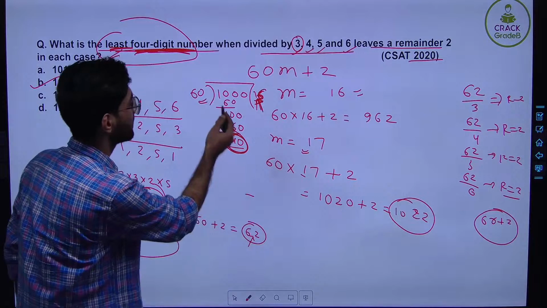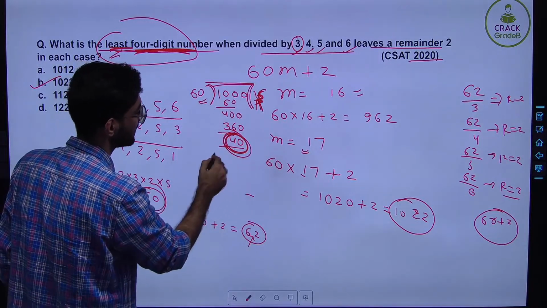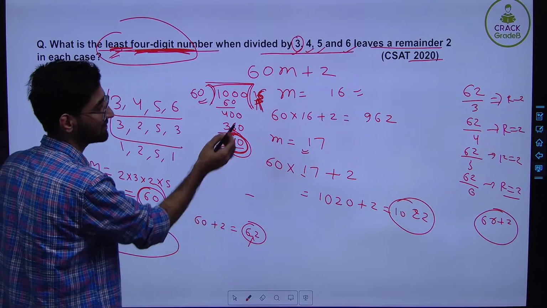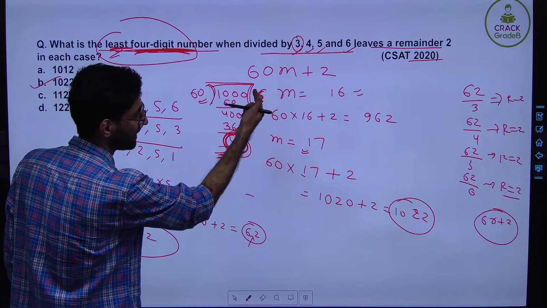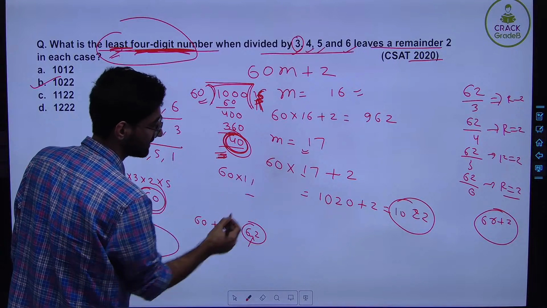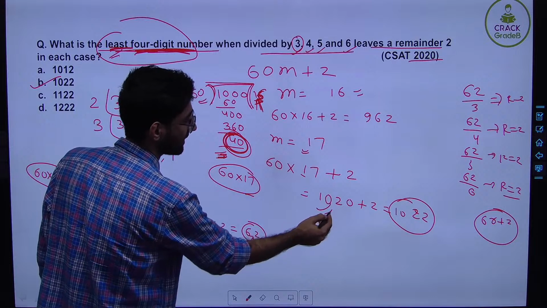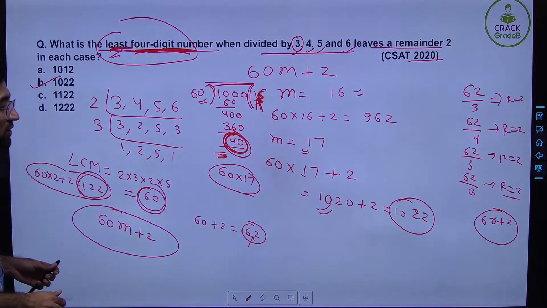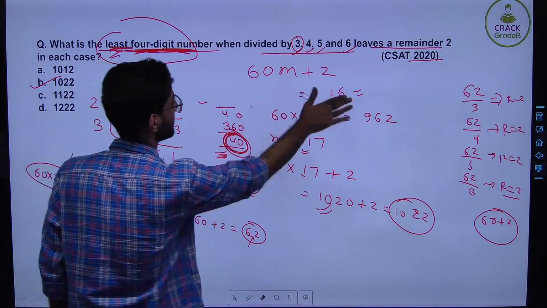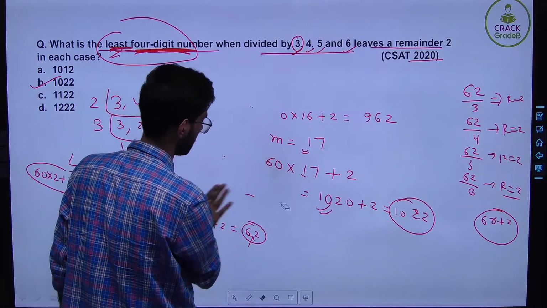So, the least 4-digit number is 1000. If you divide 1000 by 60, you get remainder as 40. What does it mean? Now try to put the value of m greater than 16, and that value will be equal to 17. If you multiply 60 into 17, you will get 1020 plus 2, that is equal to 1022. So for now, we will learn the basic approach, how to solve questions. Let me simplify all of these learnings.